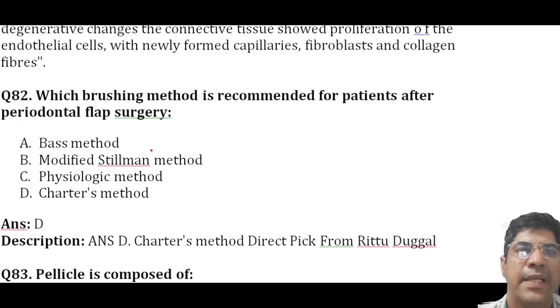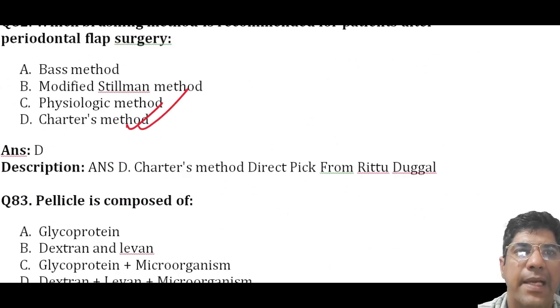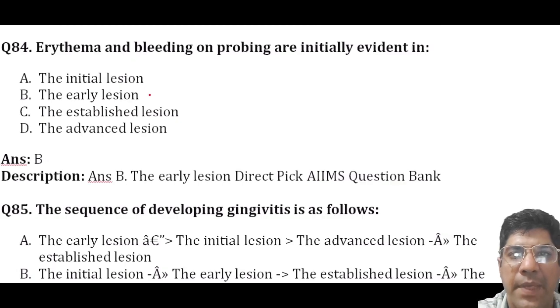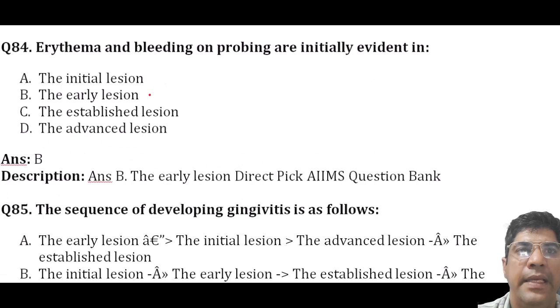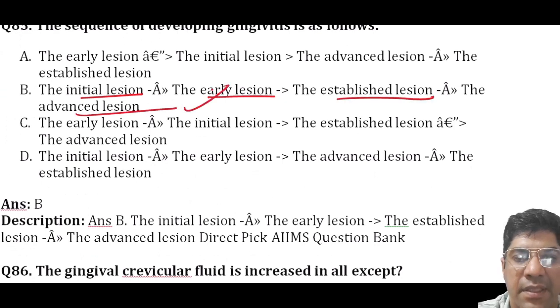Which brushing method is recommended for patients after periodontal flap surgery? It's the Charters method. Pellicle is composed of glycoprotein. Erythema and bleeding on probing are evident in the early lesions. The sequence of developing gingivitis is, the answer is B. Initial, early stage, established lesion and the advanced lesion. So that's the sequence.